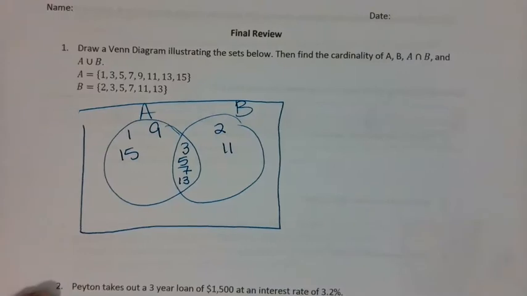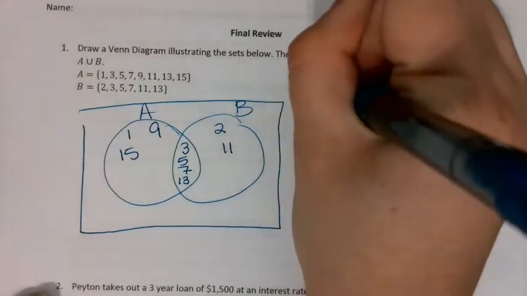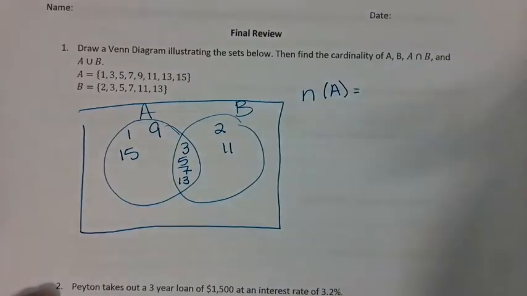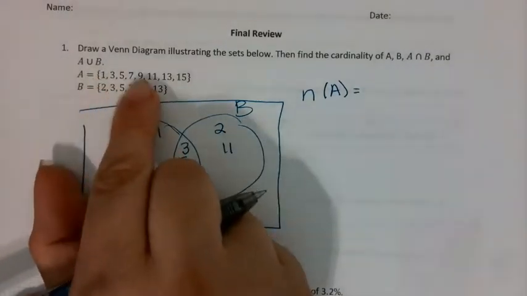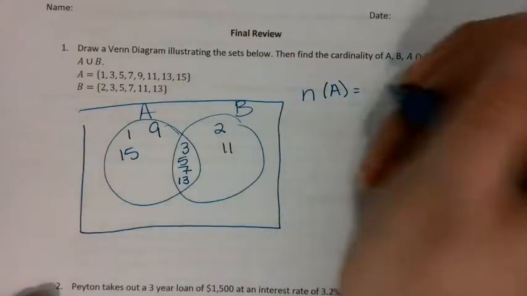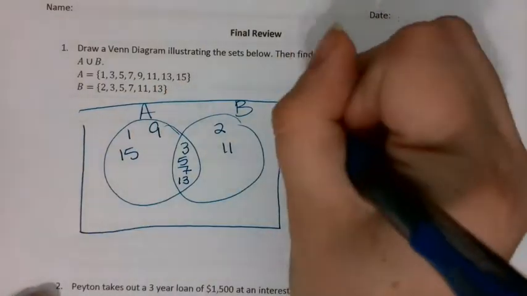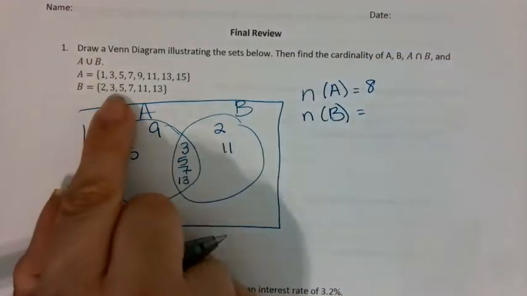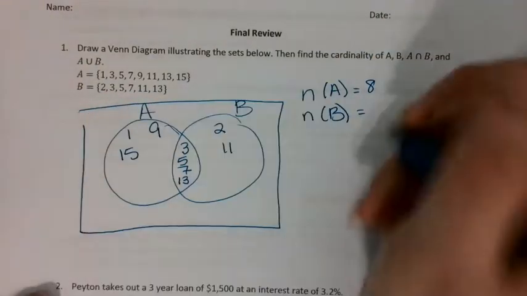So now that I have drawn my Venn diagram, it wants me to find the cardinality of A. Remember, that's n of A. I count how many total items there are in A. There's 1, 2, 3, 4, 5, 6, 7, 8. I do the same thing for B. There are 1, 2, 3, 4, 5, 6. Okay.